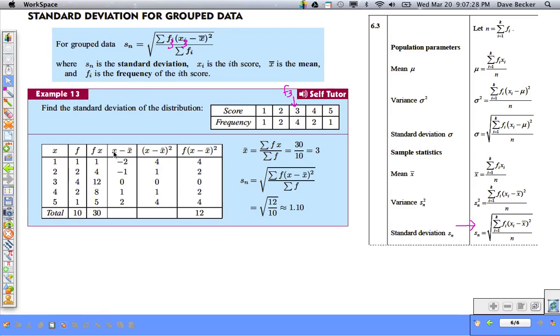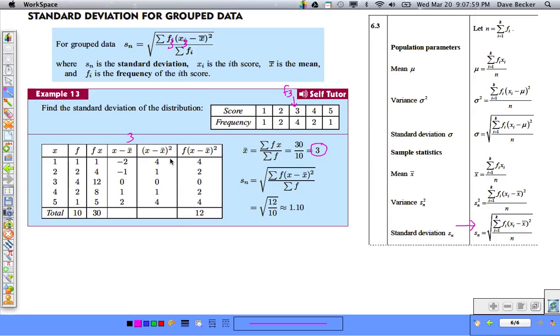Then they took each individual piece of data and subtracted the mean. Now the mean has been calculated for us. You would know how to calculate the mean here. It is equal to 3. So I take 1 minus the mean. I'll put a 3 right here. 1 minus 3 is negative 2. 2 minus 3 is negative 1. Go down here. 5 minus 3 is 2.